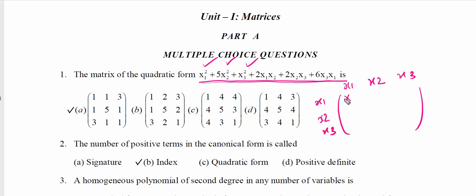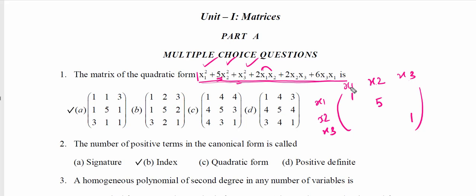Coefficient of x1 square, x2 square, x3 square. So here we have to substitute: coefficient of x1 square is 1, coefficient of x2 square is 5, coefficient of x3 square is 1. And the x1 x2 coefficient is 2.